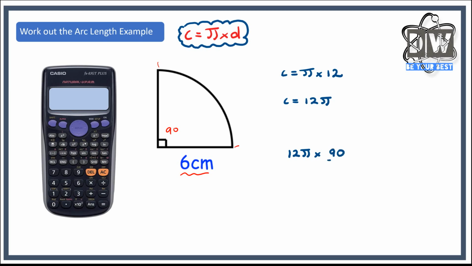90 over 360. We put all that into our calculator. Remember, it's 12, shift, pi button, multiplied by 90, fraction button, 360, equals. And that will give us 3 pi. If we press that SD button, we're going to get 9.424777, and so forth.